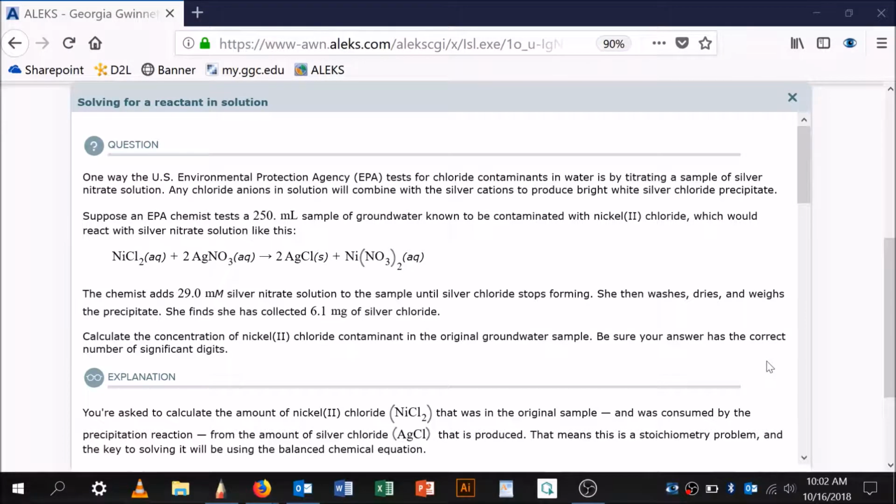Okay, I got a couple questions for solving for reactant solution. I did one of these in class yesterday, so I'd like to do another one now.